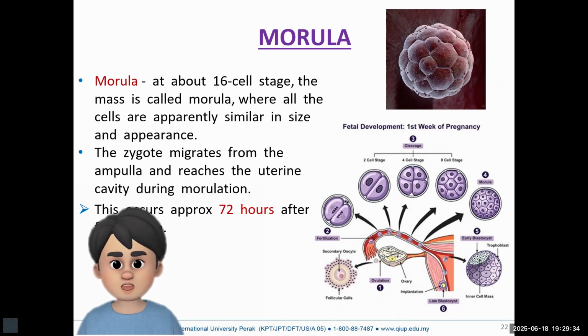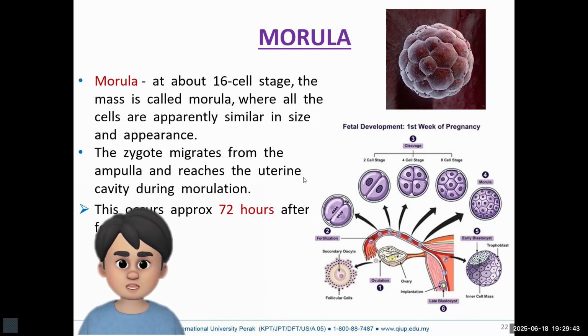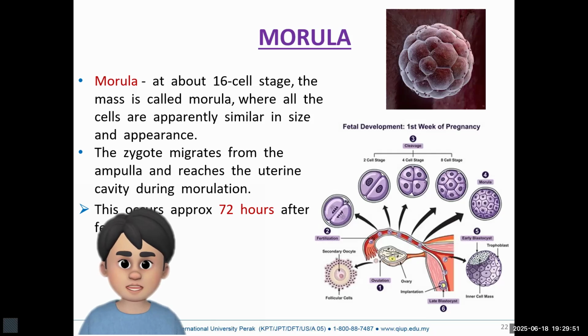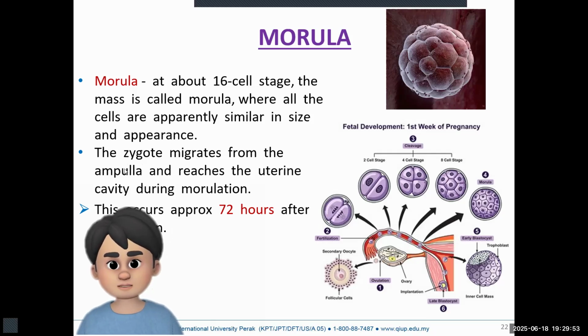The zygote migrates from the ampulla and reaches the uterine cavity during morulation. This occurs approximately 72 hours after fertilization. 72 hours after fertilization means what? That means about 3 days. So there's a term, right?